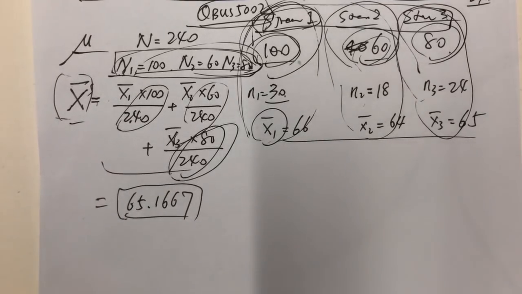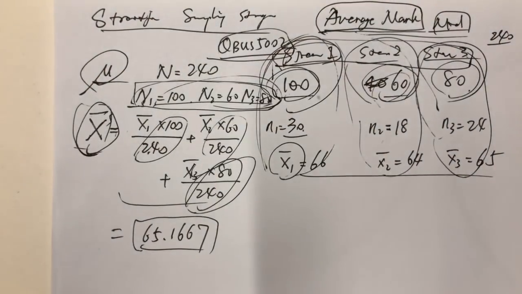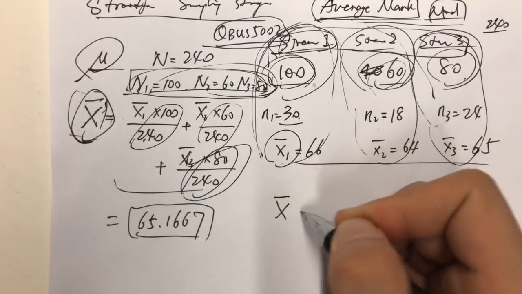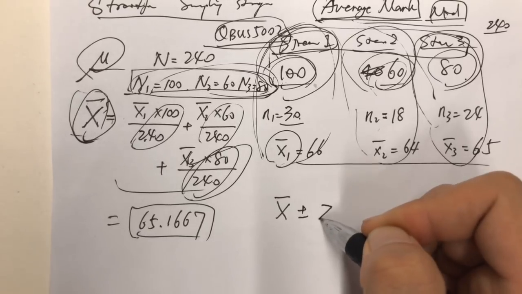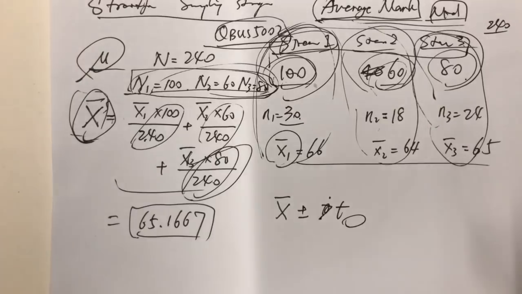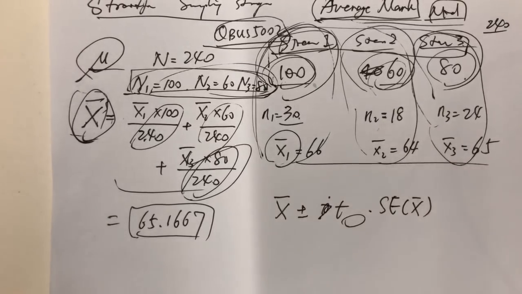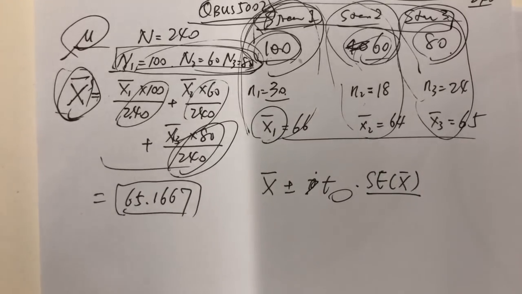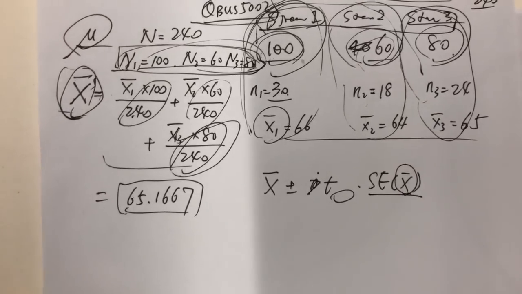But the problem is, if we want to create a confidence interval on the mu, what should we do? It should be x bar plus or minus something, for example, t, okay? T some value times the standard error of x bar. Is that right? So we need to know what the standard error is for x bar, right?